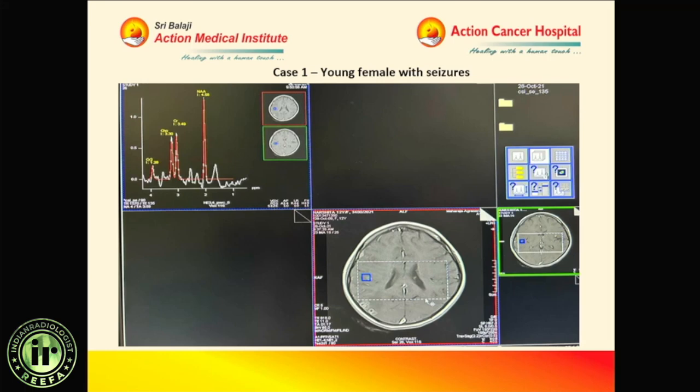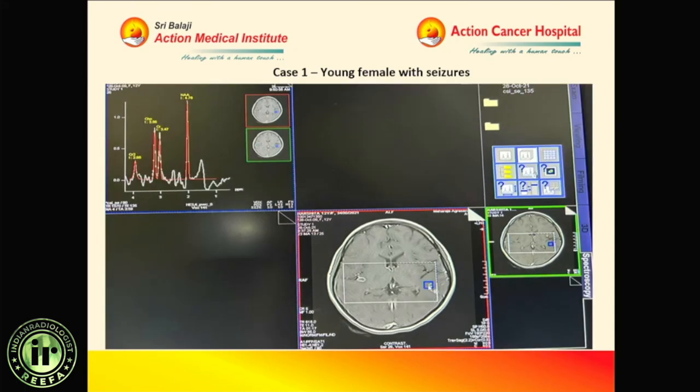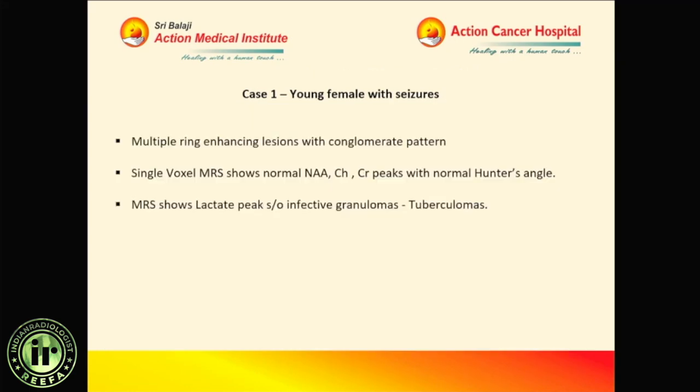Now let's see some cases. This is the first case, a young female with seizures. We can see conglomerate lesions with perilesional edema. Now we put a single voxel over here. What do we see? A lipid lactate peak. In another area, a different lesion, we track another lipid lactate peak, and the Hunter's angle is maintained. So this is typical tuberculoma.